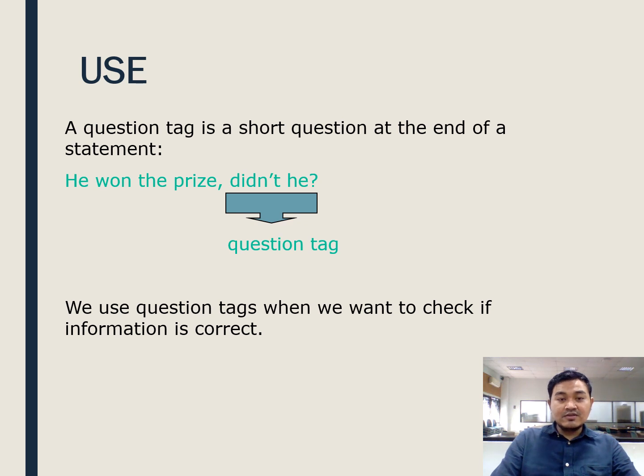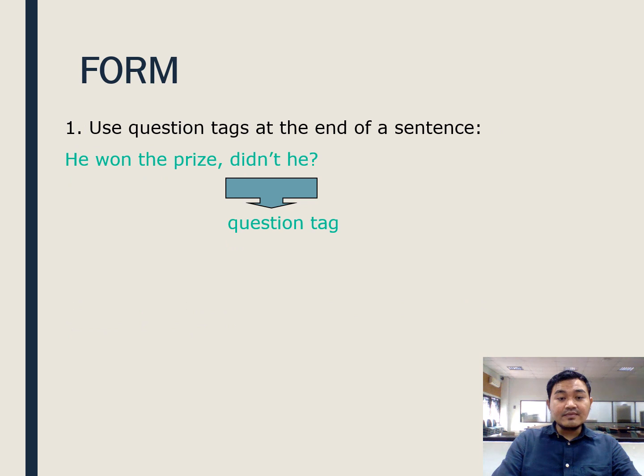So in the beginning of the sentence, you can't see the question yet. You see the question at the end of the sentence. We use a question tag when we want to check if the information is truly correct. In every English material that you have, the form, the first one, how to use the form of the question tag, is to use the question tag at the end of the sentence. That's the requirement of how to use the question tag.